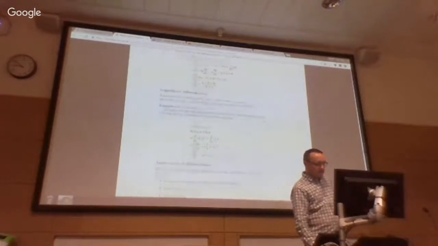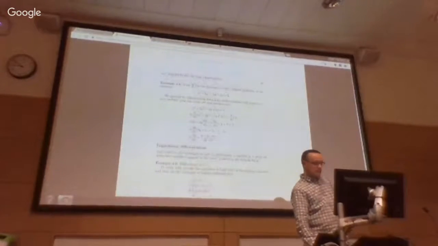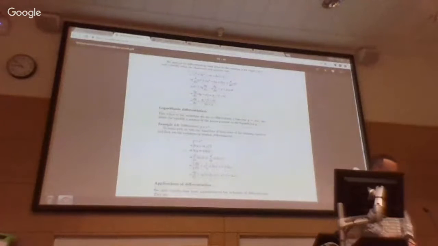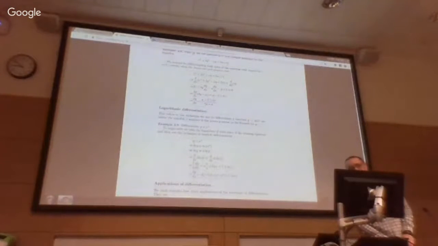Okay, I've just run out of time there. I'll leave you to read that last one, logarithmic differentiation, on your own. You can read it there, and there's a little example shown there.